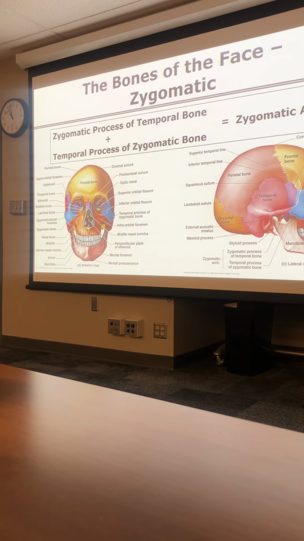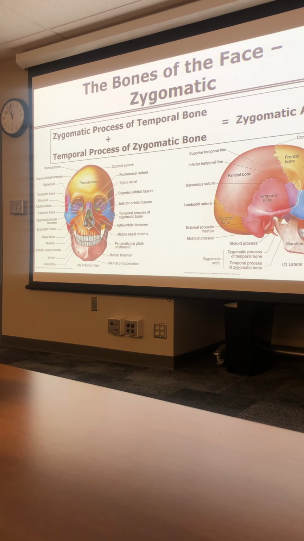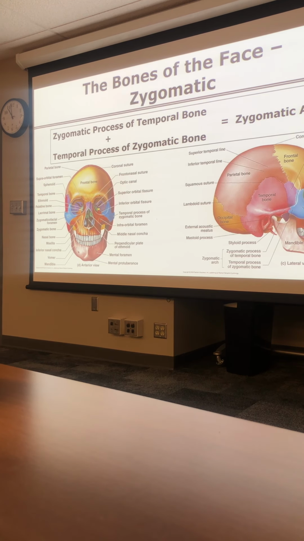We then have the zygomatic bones. These are also paired, 2 of these. We've already talked about these before, but here is the zygomatic bone. And that zygomatic bone has a process that goes back posteriorly. That's the temporal process of the zygomatic bone. So the temporal process of the zygomatic bone meets up with the zygomatic process of the temporal bone to form the zygomatic arch.